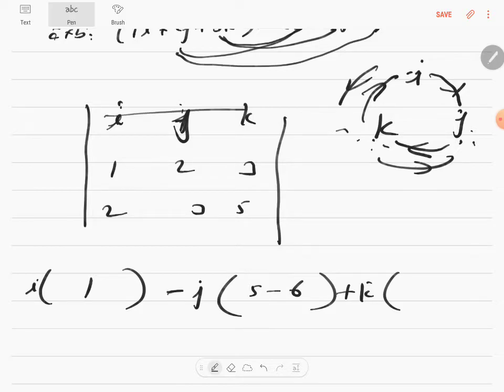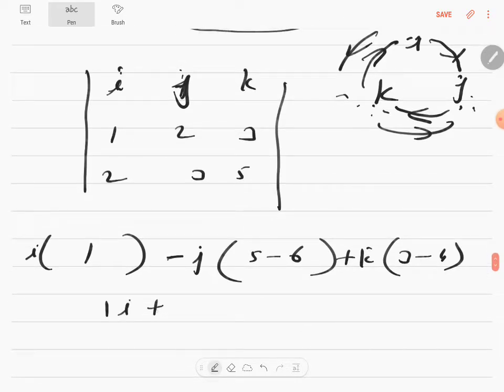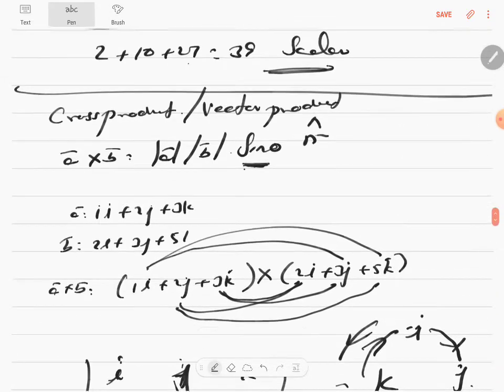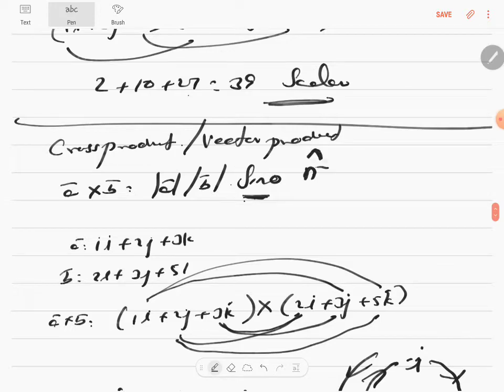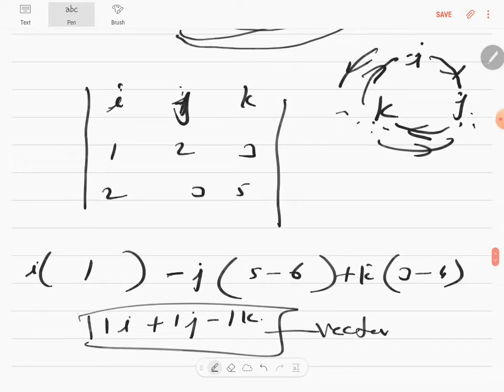Plus k into, which means you have to ignore that row and that column. 1 times 3 minus 4. So it's 3 minus 4. Therefore it's 1i plus 1j minus 1k. And did you get the answer as a vector? Yes. That is what I indicated here as n cap. The answer is not a scalar here, the answer is a vector. Only for the dot product it's a scalar.